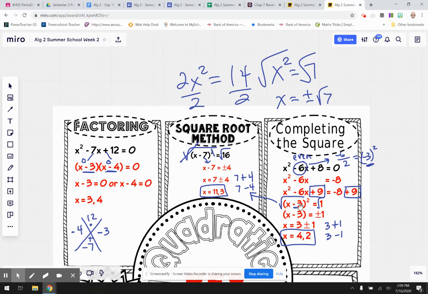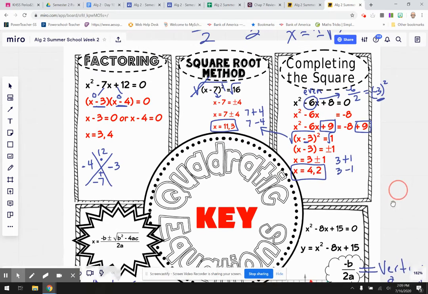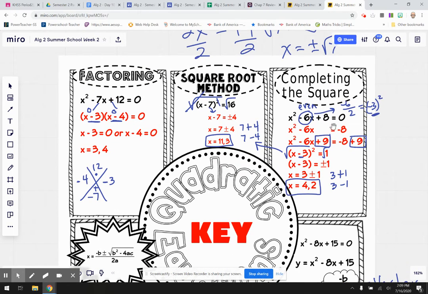And then you square root both sides, do your plus and minus because you square rooted, and then 3 plus 1 and 3 minus 1 would be your answers there. That one's not as safe because you might have an odd number. You definitely don't want to use that.